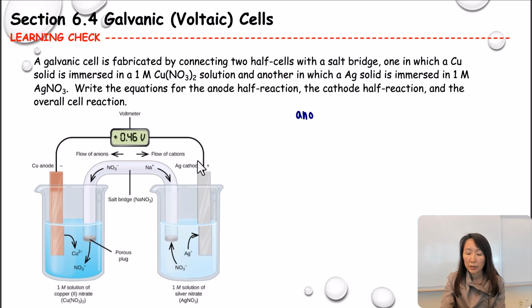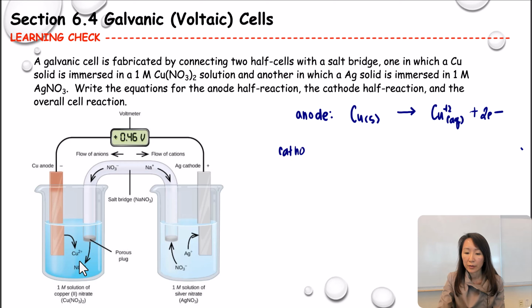So anode. In the anode, we have the copper, okay? And then we can see that the copper is forming into copper 2+. We have copper solid, and that's going into copper 2+, plus 2 electrons. And this is an oxidation. Remember, anode is where the oxidation reaction is occurring and the electrons are pumped out. Let me write this oxidation process, okay?